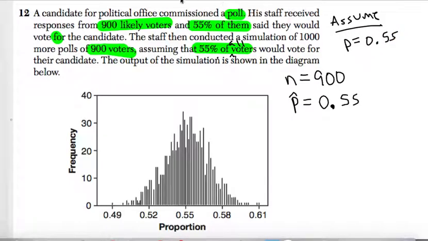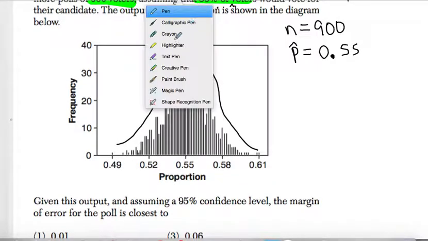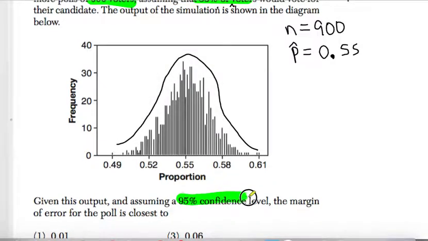And then they want to see, okay, in the simulation, what kind of results do we get? So it looks like it's a normal distribution, not exact, but approximately. Given the output and assuming a 95% confidence interval, the margin of error of the poll is equivalent to, so we are going to assume a normal distribution. Unfortunately, they did not give us the mean or the standard deviation. And we don't need the mean. The mean should be approximately 55%, but we don't even need that. We just want the margin of error.